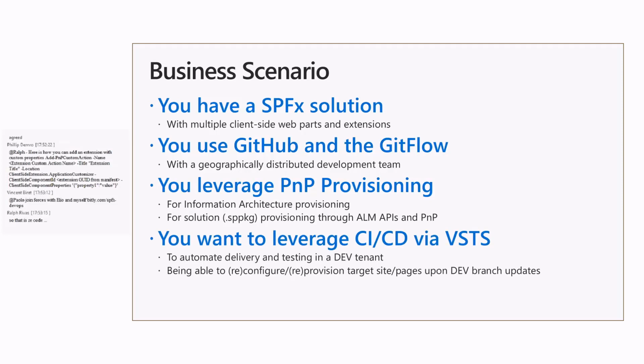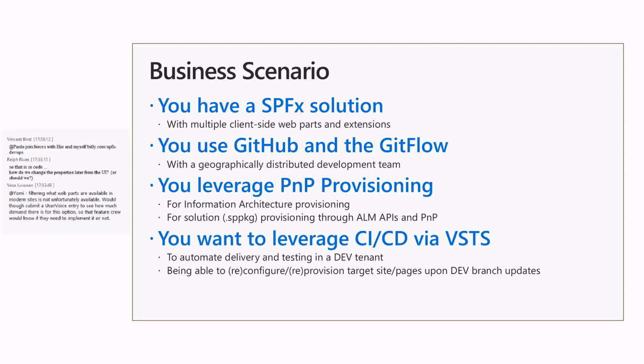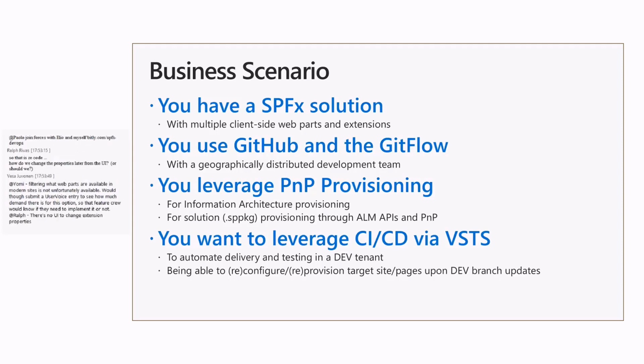So we decided to use, as an example for the community and for enterprise companies, VSTS, Visual Studio Team Services, for continuous integration and continuous delivery, to automate the delivery of the solution, targeting a developer tenant that we use for testing purposes. We can also completely reconfigure and reprovision from scratch the target site or the target modern pages in the site, whenever there is a new merge in the dev branch of the repository in which we store the source code of the solution, so that almost on a daily basis we can see how the project is evolving and moving forward.